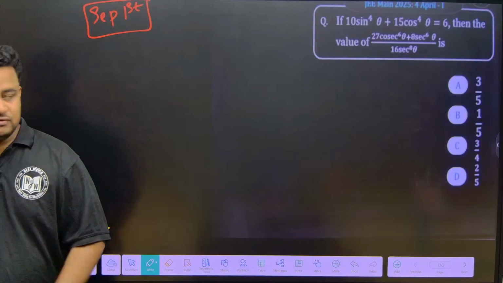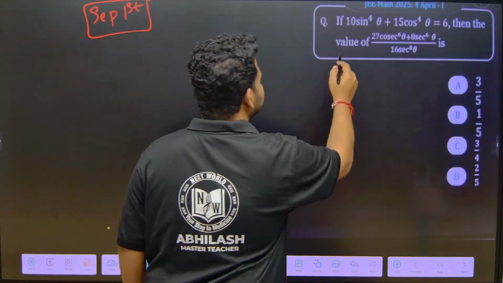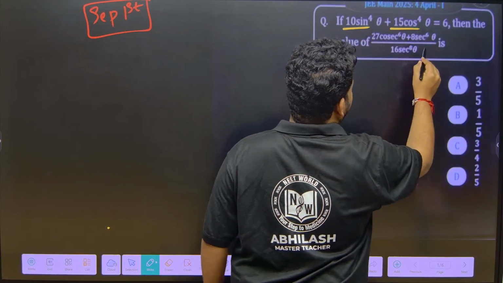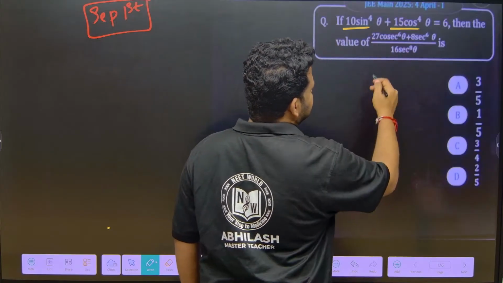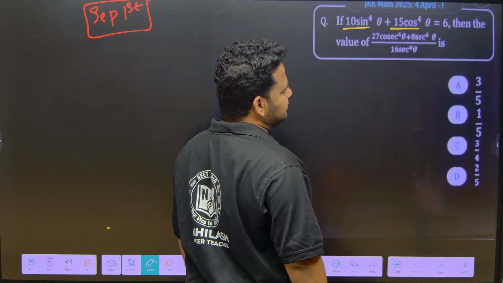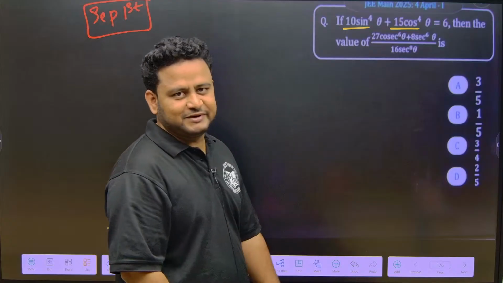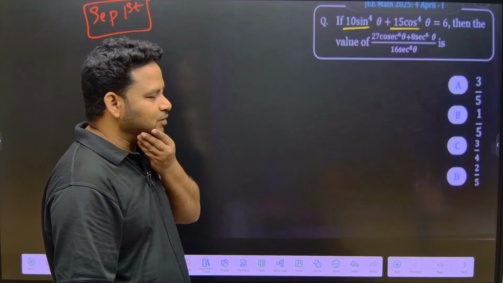In this question, what they are asking, this was asked in 4th April first shift: if 10 sin power 4 theta plus 15 cos power 4 theta is equal to 6, then the value of 27 cosec power 6 theta plus 8 secant power 6 theta by 16 secant power 8 theta is what? Typical trigonometry based question, fairly simple. It appears a little calculative, not a problem, let us do it.